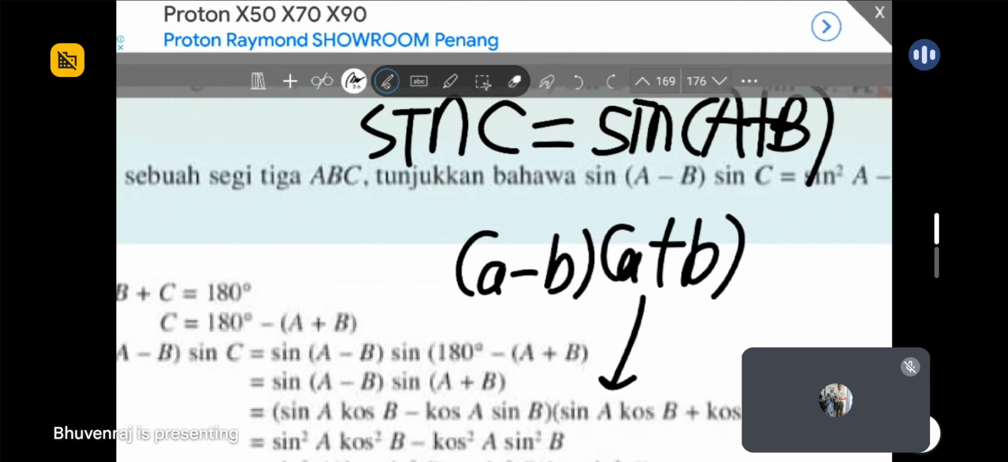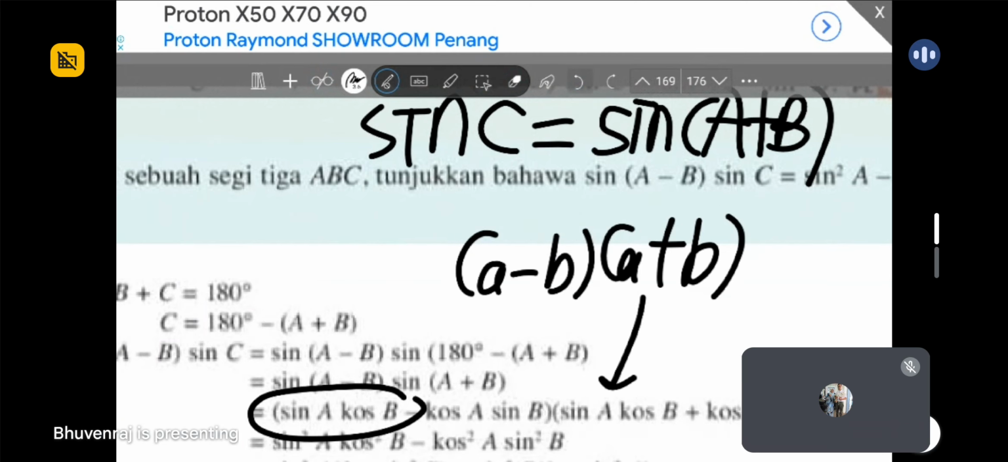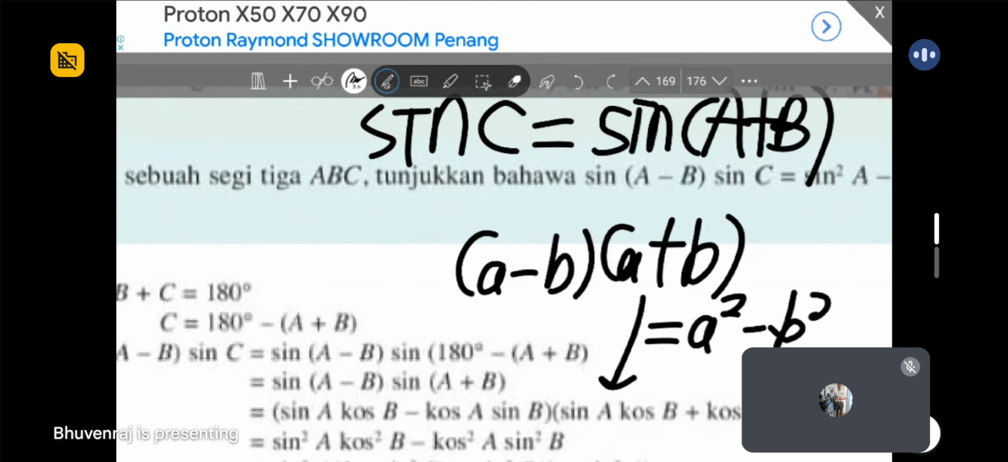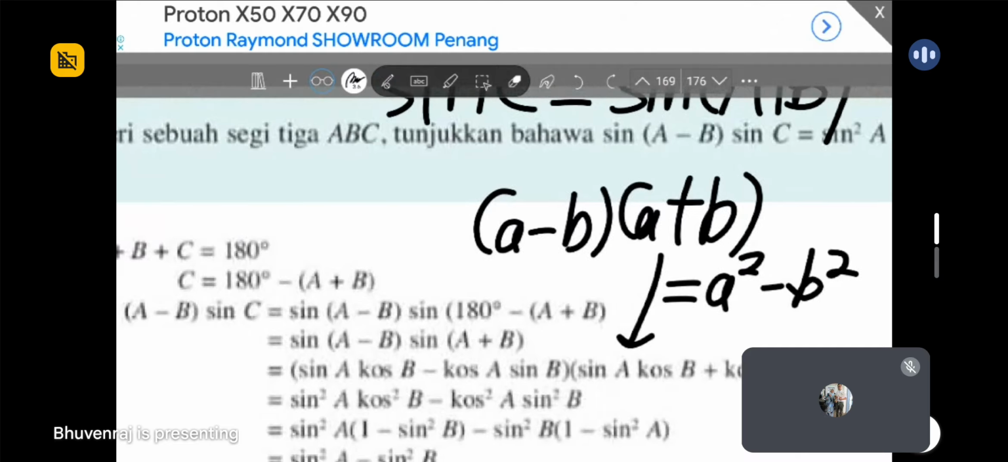Dia macam ni. Okay, because you can see it's the same term, sebutan sama. Sin A cos B, sin A cos B, cos A sin B, cos A sin B. So it's this pattern over here. Okay, so you just need to get A square minus B square. So that's what they are showing you over here. You can see the A value square and the B value square and the symbol tolak between the two.